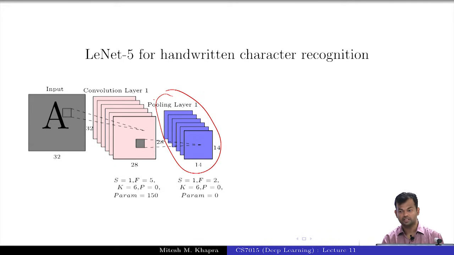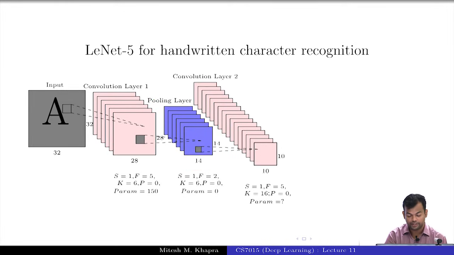14 cross 14 cross 6. Okay. So all the filters that I'm going to use from now on, what is the depth of those filters going to be? I want everyone to answer. 6, right? Because we are always going to assume that the depth of the filter is equal to the depth of the input. Now here they decided to use 16 filters.